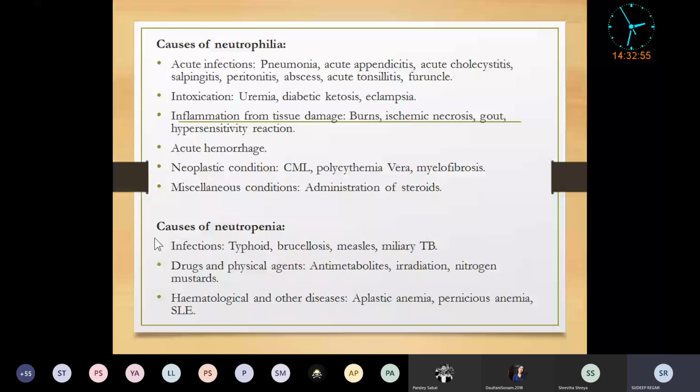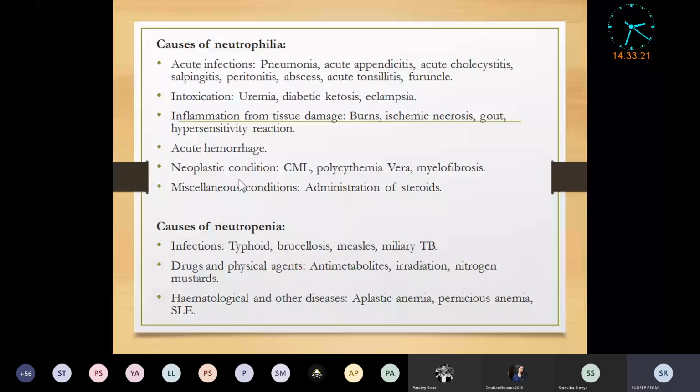Neutrophilia can be seen whenever there is acute infection like pneumonia, acute appendicitis, acute cholecystitis. The earlier case was a case of acute appendicitis. Also peritonitis, abscess, intoxication like in uremia, diabetic ketoacidosis, eclampsia, and inflammation from tissue damage. So these are the causes of neutrophilia. Even neoplastic conditions like polycythemia vera, CML, myelofibrosis cause neutrophilia.